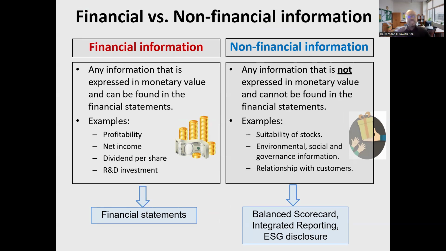Again, any information that is expressed in monetary value and can be found in the financial statements, such as profitability, net income, dividend per share, dividend yield, earnings per share, name them. Research and development expenditure goes into financial statements. But any other information that is not expressed in monetary values may hardly be found in the financial statement. So the suitability of the shares or the stocks, the environmental, social, governance, ESG information, relationship with customers, we report them outside of the financial statement.